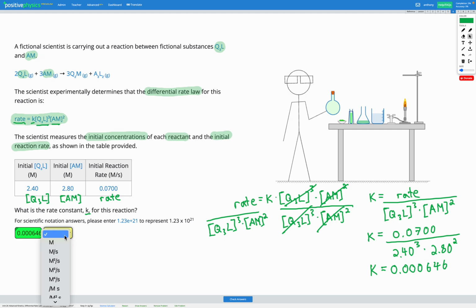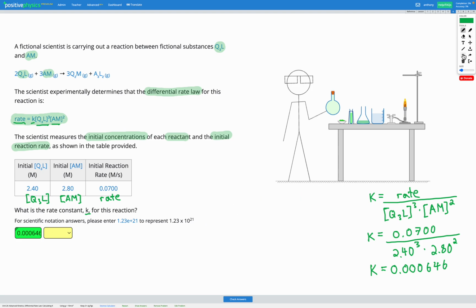Now we still need to add our unit, and K is interesting because it has different units depending on the form of our differential rate law, depending on what orders of reaction we have. So to figure that out, we're going to have to think about the units of everything inside our calculation for K. So I'm going to make some space here. So to find our units of K, we're going to put our units in for each of our things in our equation. So rate has units of molar per second.